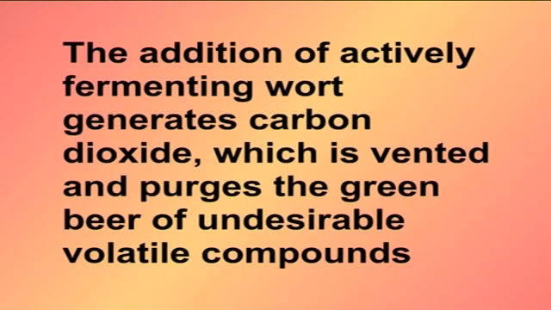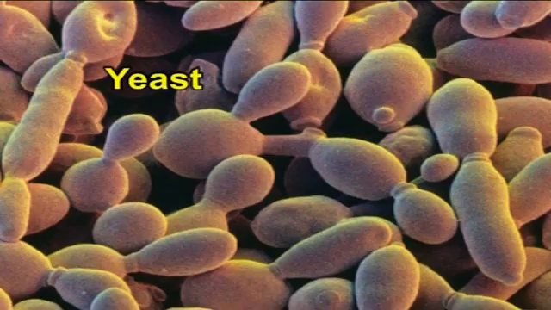A slow secondary fermentation of residual or added sugar called primings, or in lager brewing, the addition of actively fermenting wort, generates carbon dioxide, which is vented and purges the green beer of undesirable volatile compounds. Continued yeast activity also removes strong flavoring compounds such as diacetyl, allowing pressure to build up in the sealed vessel, which then increases the level of carbonation, giving the beer its condition.